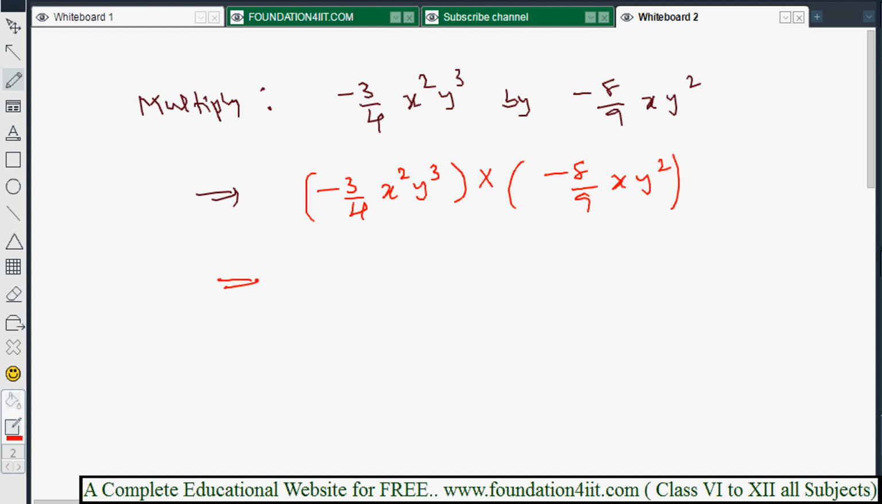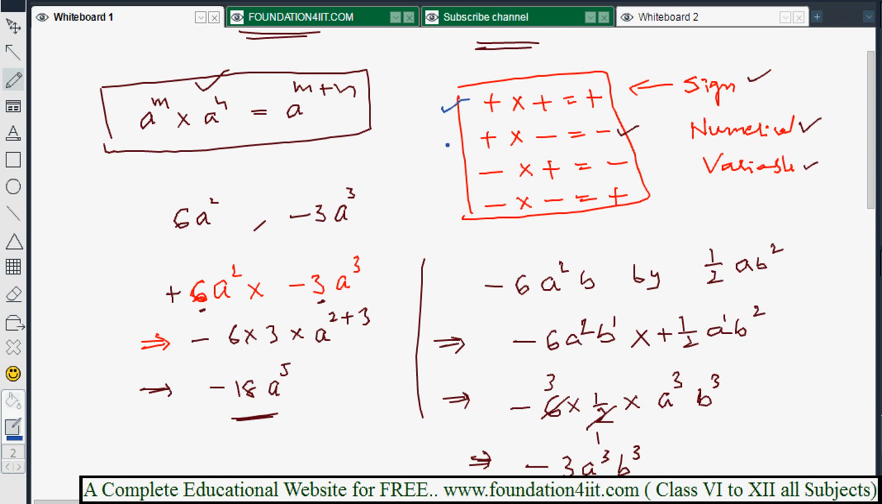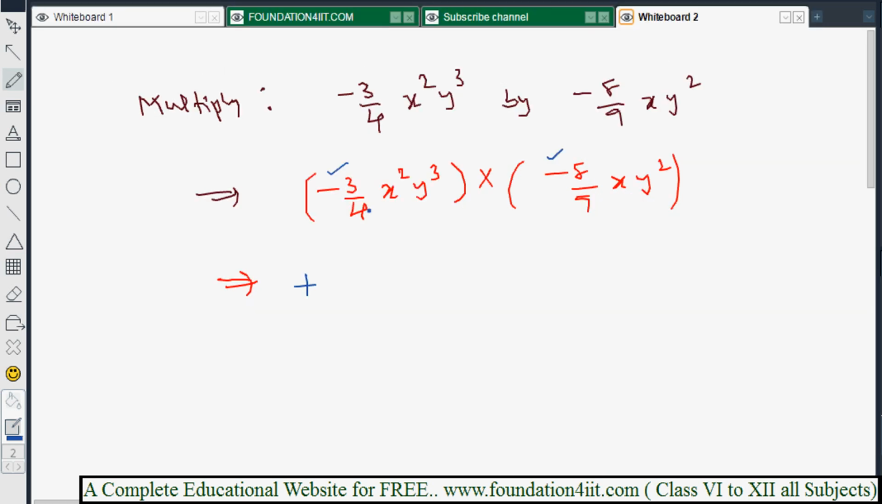First is the sign. You see, minus and minus: the first term is negative, the second term is also negative, and minus into minus is plus. So the plus symbol need not be kept at the start. So you apply these rules: plus into plus is plus, plus into minus is minus, minus into plus is minus, and minus into minus is also plus. If both are negative it is positive, and if both are positive it is also positive. If any one is negative, the negative will come. Remember that. So the sign is positive.